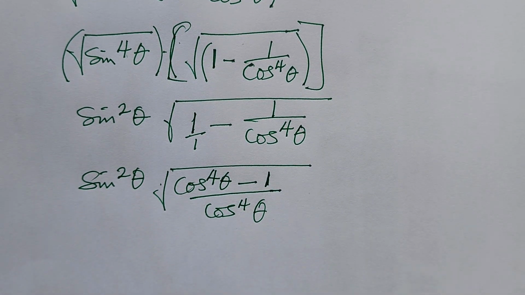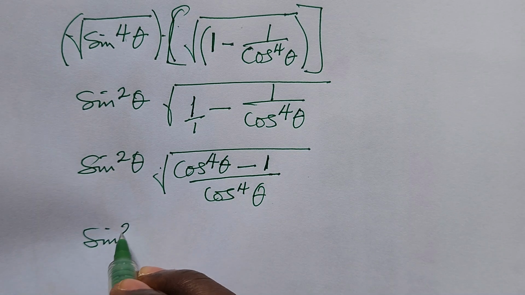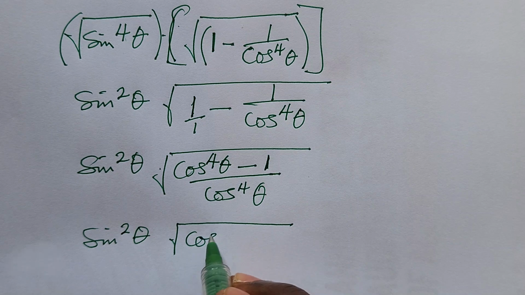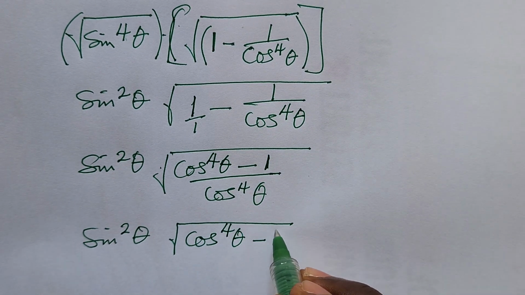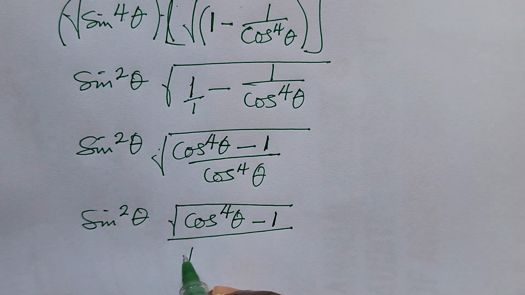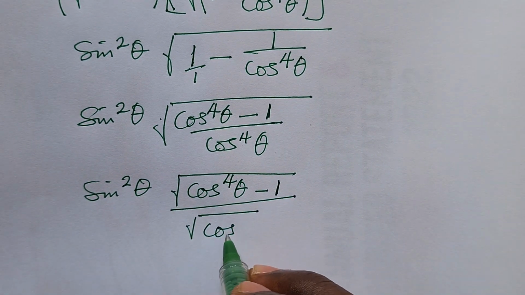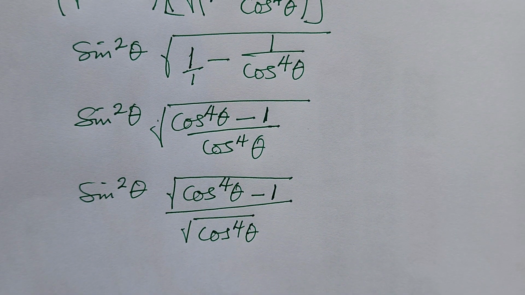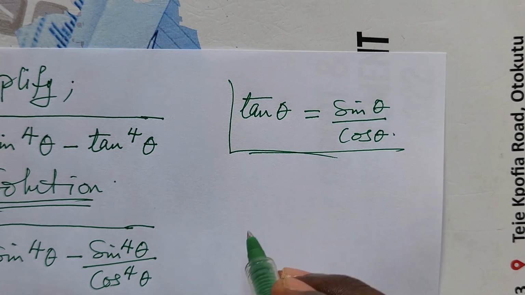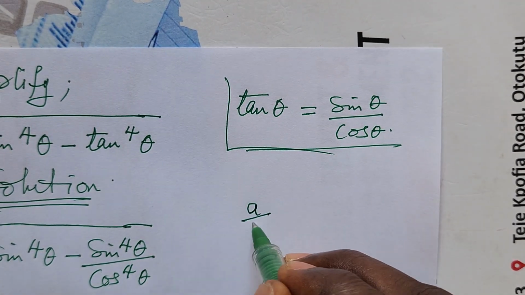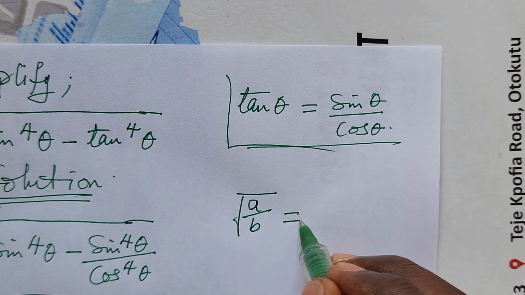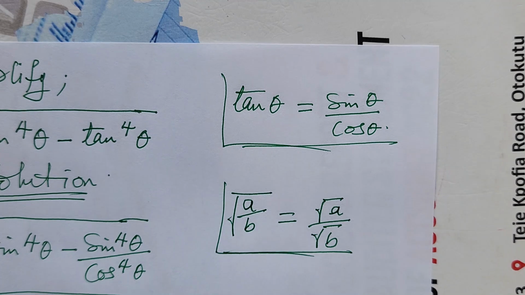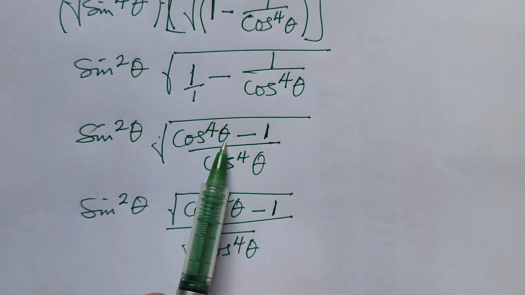Then we can rewrite everything we have here. So this is going to give us sine squared theta into the square root of cos to the power of 4 theta minus 1, all over the square root of cos to the power of 4 theta. We just applied the law of surds. It says that if you have the square root of a all over b, this is the same thing as the square root of a all over the square root of b. This is surd. So that's what we just applied here.